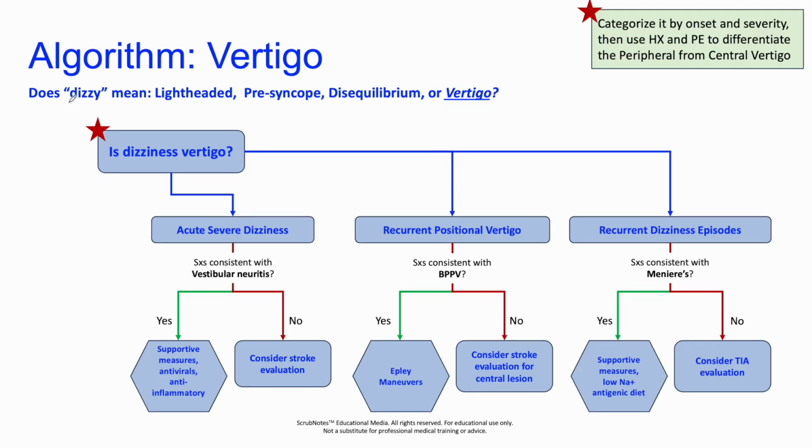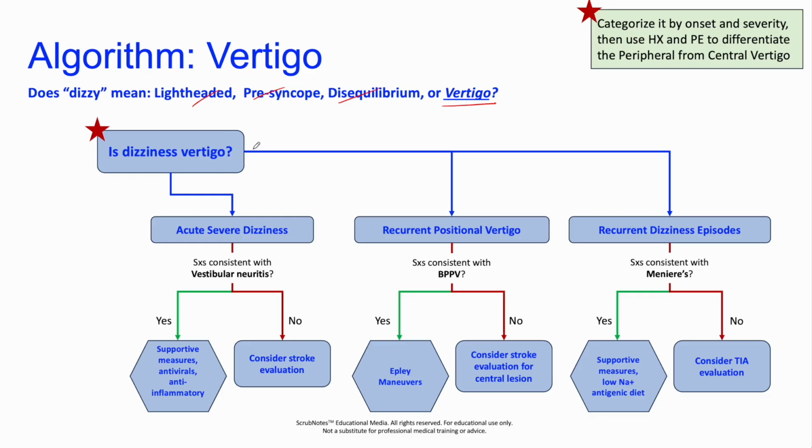Okay, so based on this case presentation, it's probably most likely that her dizziness is a vertigo. We've ruled out lightheaded, presyncope, and disequilibrium, or at least they're less likely. So here's a little algorithm I like to use to help me tease out what exams and what type of vertigo is going on. So let's walk through it together.